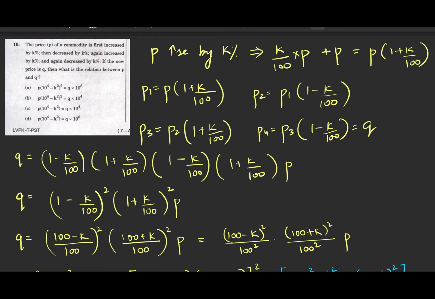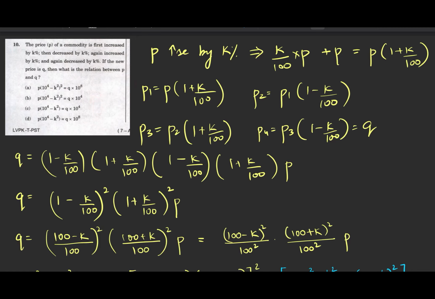In this question, the price of a commodity is first increased by k%, decreased by k%, again increased by k%, and again decreased by k%. New price is Q. We have to find the relation between P and Q. So here the first concept that is being used is percentage.